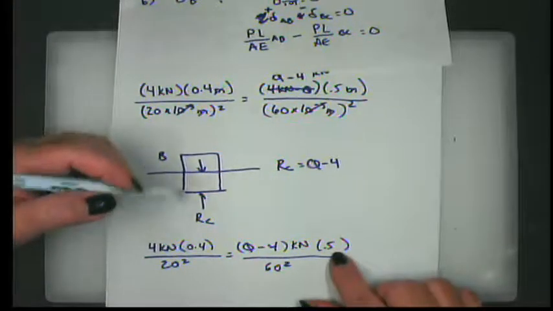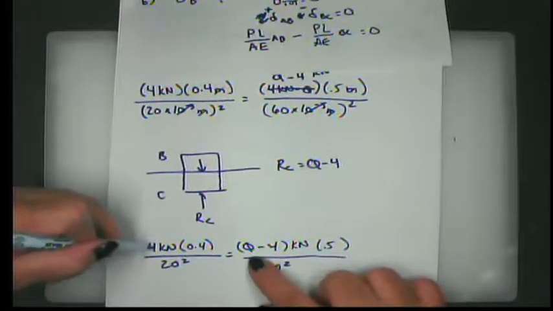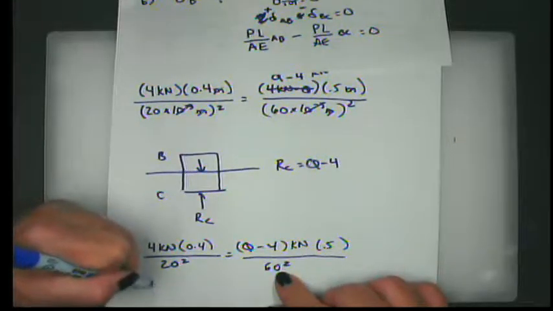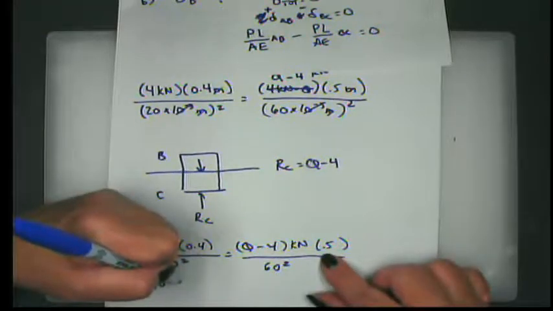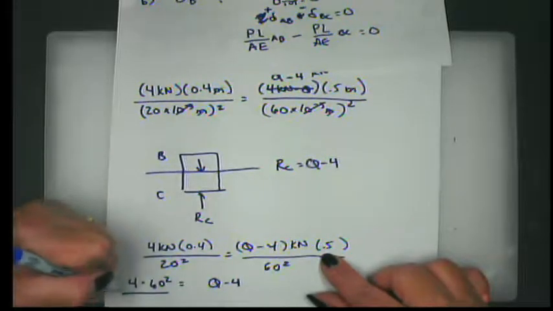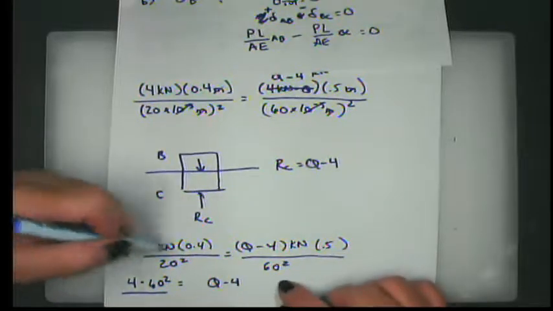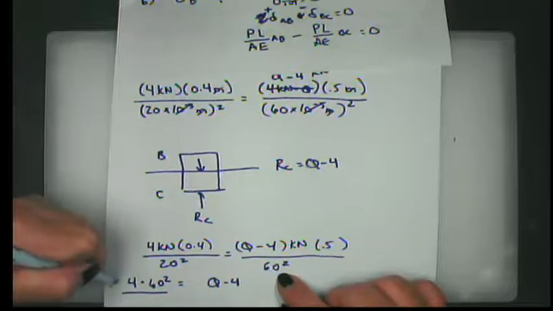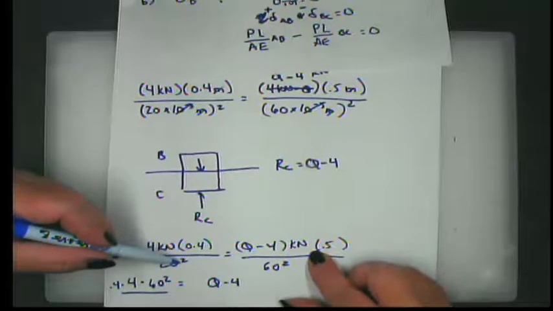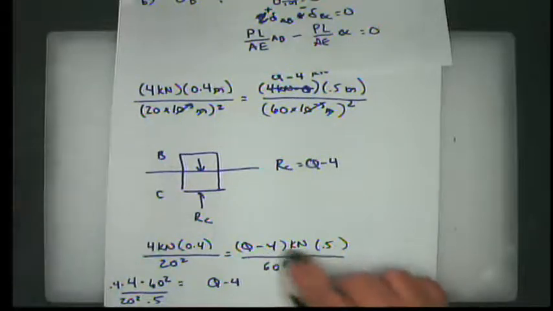Okay. So what I'm going to have is, recognizing that Q is going to remain in kilonewtons, I'm going to just cross multiply. So I get 4 times 60 squared equals Q minus 4. It would be times 0.5 over here. So it would be divided by, hang on a second, 4 times, I forgot my 0.4 here. Okay, because it's 0.4 times 4 times 60 squared. Then I've got 20 squared times 0.5, and then just Q minus 4.